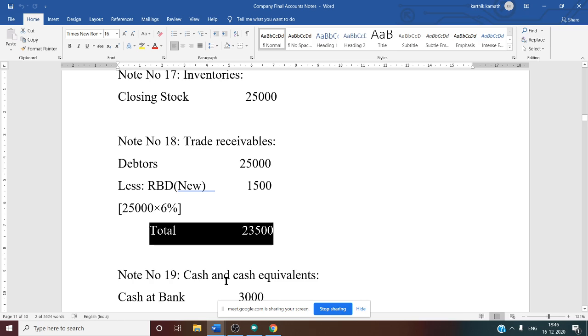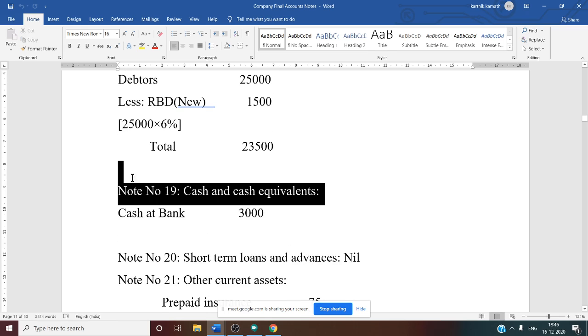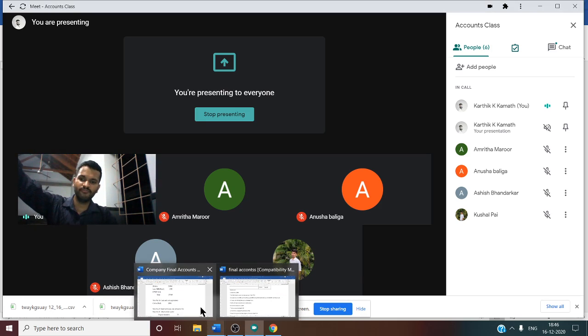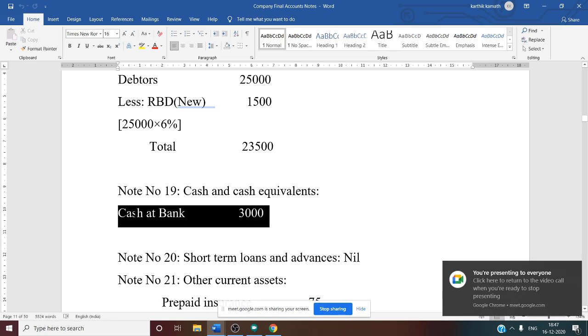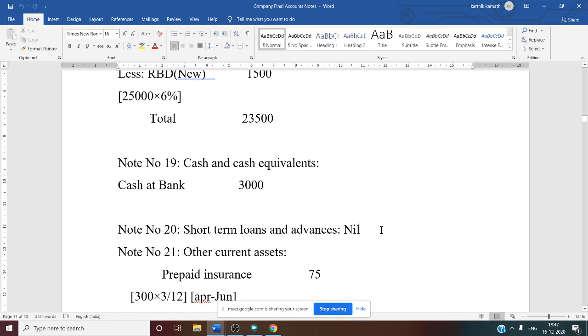Yes. After this, note number 19. You see note number 19, there it is given cash and cash equivalent. Only the cash balance is mentioned in the question. That is the trial balance, only one piece of information is given. So cash at bank, directly you can write. If cash in hand is also given, that also you can write here. Note number 19. Note number 20, short-term loans and advances.